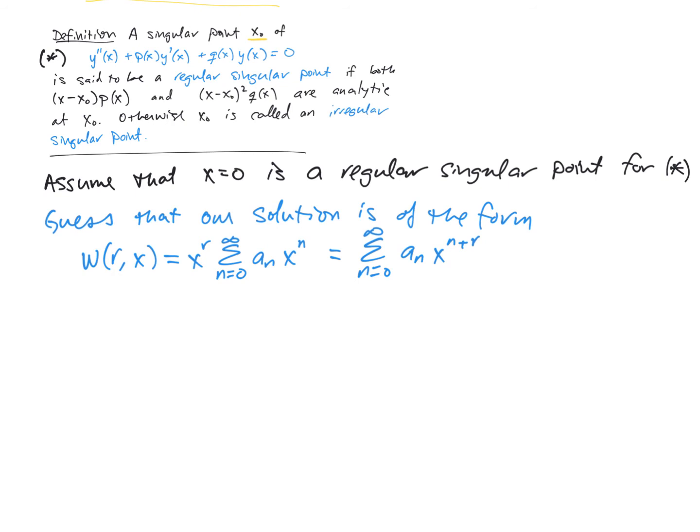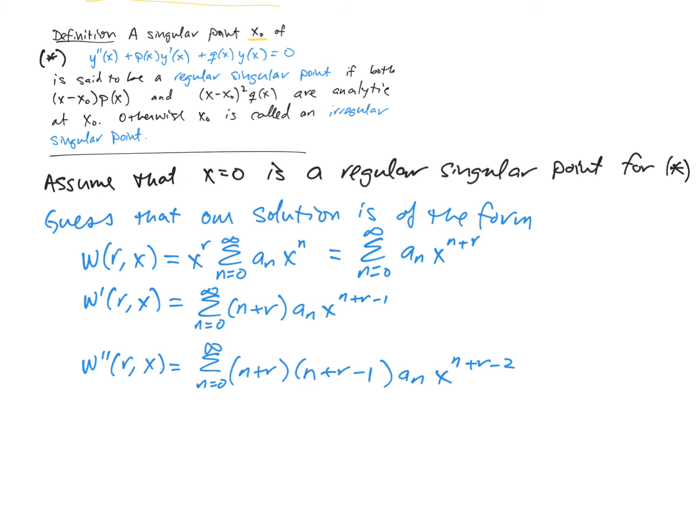So we can differentiate with respect to x. We get w prime, being differentiation with respect to x rather than with respect to r. So that's easy enough. We just do our power rule, and we can do the same thing with the second derivative. So I'll write them out.